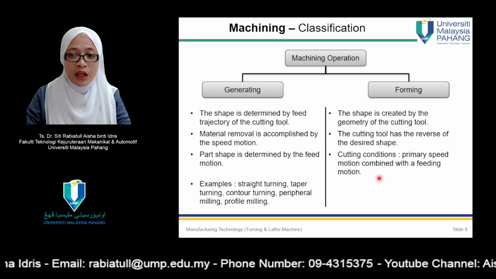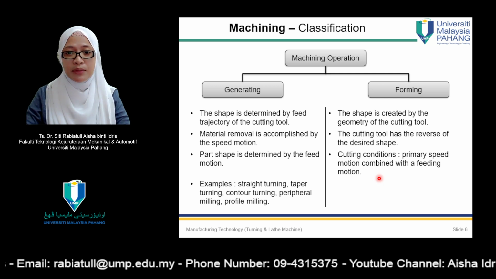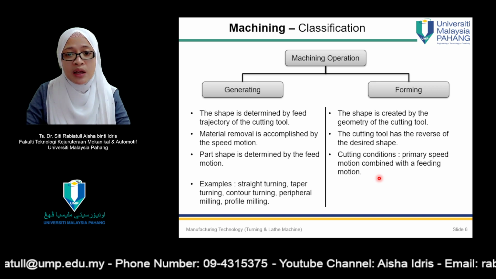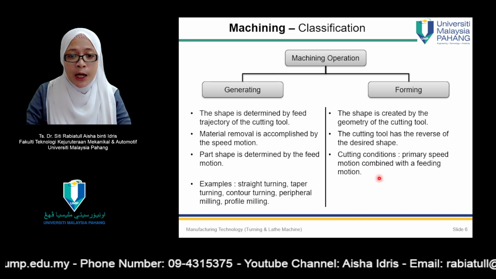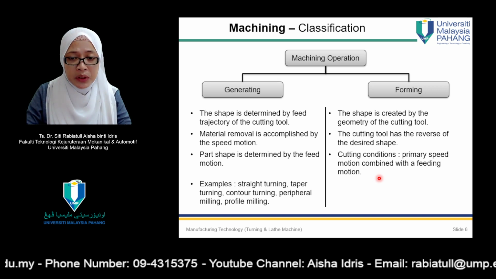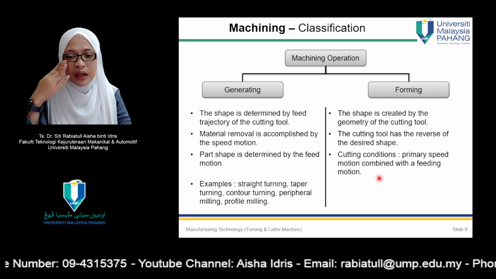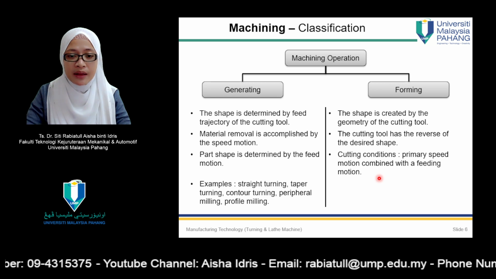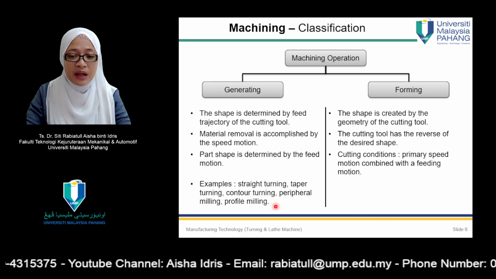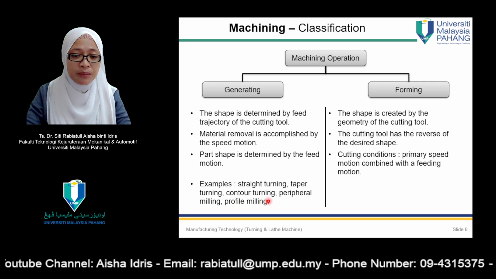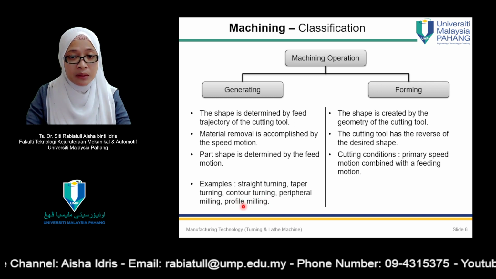And the machining operation can be divided into two. Number one, generating, and number two, forming. For generating, material removal is achieved by the speed motion, and the part shape is determined by the feed motion. For example, straight turning, taper turning, contour turning, peripheral milling, and profile milling.